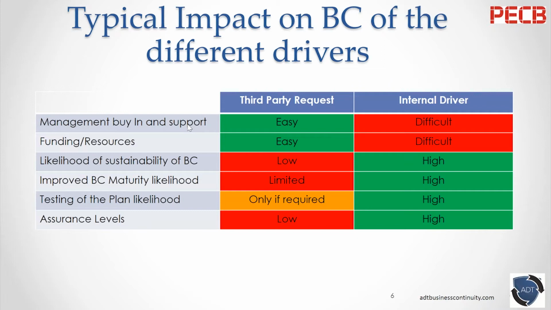So if we move on to the next one, what are the impacts on the BC program and plan of the different drivers? In this table, at the top you've got the third-party requests and the internal driver. I'm going to go through these now. First one, management buy-in and support. If you have a third-party request, it's pretty easy, because you've already got it, they've just got to do it. However, if you're driving it internally and you're not the top person in the organisation, you will find it quite difficult. You'll get a lot of resistance.